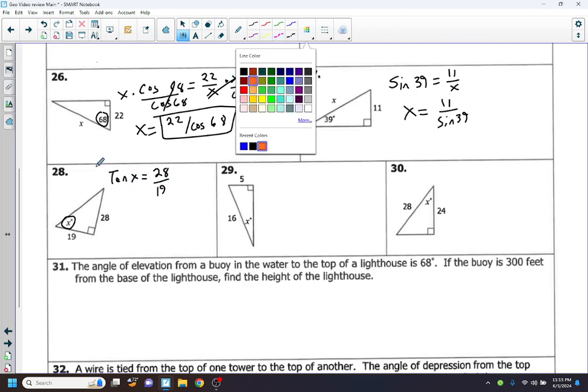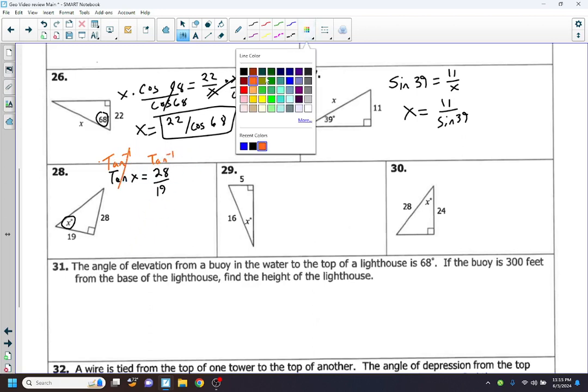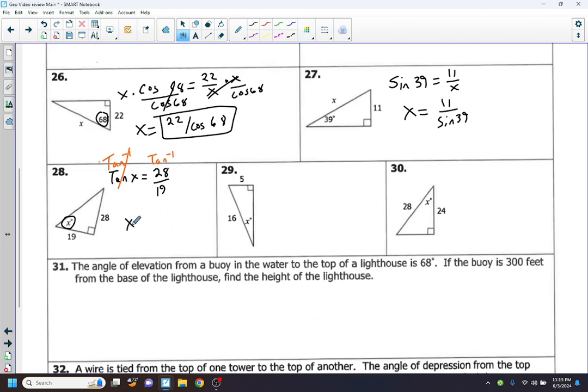The best way to get rid of tan is by using its anti-trig, or the inverse trig. So we're going to use tan negative 1. You might also hear it as arctan. Tan and tan negative 1 cancel each other out. So it's going to be x equals tan negative 1 of 28 out of 19. And then you type that into your calculator.